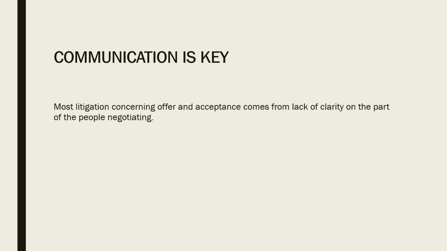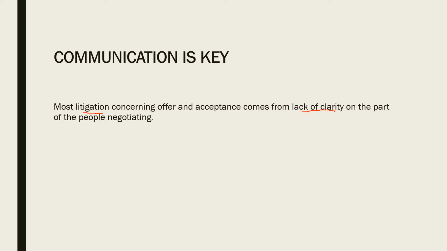In light of the previous slide, we need to appreciate that most litigation, by litigation what I mean is that most cases you'll find in court concerning offers and acceptance as far as contracts are concerned will come from lack of clarity on the part of people negotiating a contract. And so remember that any time you're negotiating a contract, you need to be clear about what will amount to acceptance, so that you avoid ending up in court as a result of two people having not understood what they were actually discussing or trying to agree about.